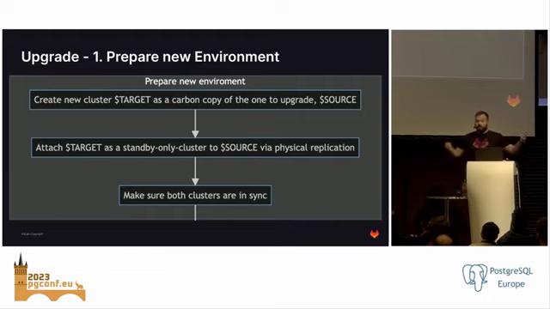First step, we need to create a new environment. In our case, we create a new cluster from the snapshots, and from now on, we are calling the old cluster source and the new cluster target, because we are streaming data from source to target. We attach the new target cluster as a standby only cluster to the source. That means we have our main cluster, we have the target cluster, and it only consists of standbys. We have a standby leader that replicates the data from the primary cluster and then distributes it to all the standbys.